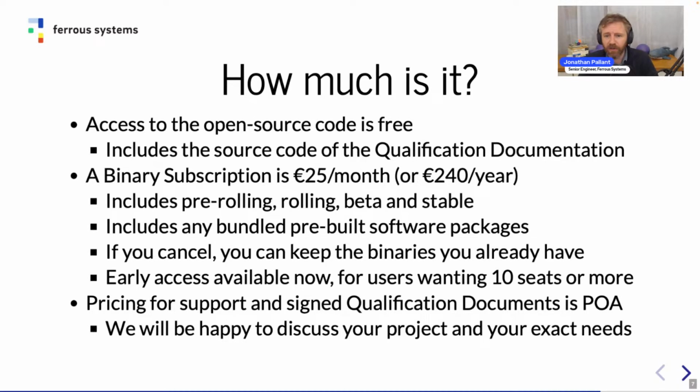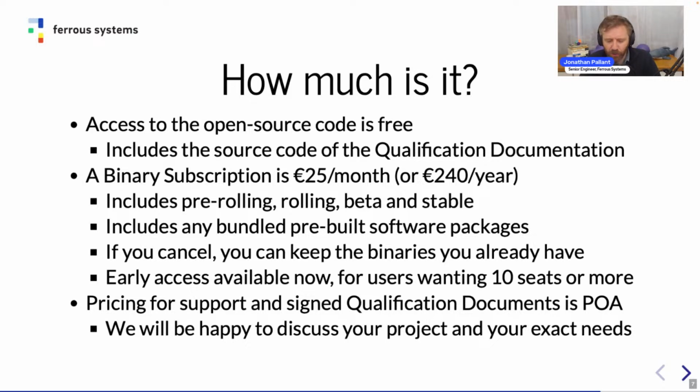The source code is free. You can get it from the GitHub. The binaries will cost you 25 euros per month or 240 euros per year per user. Some people say that's unusually inexpensive. Yes, it is. That's by design. We'd like you to just go, well, I'll just buy it for everyone on the team because why not? We priced it to be a no-brainer. And that gives you access to our repository where you can access all of the binary builds of pre-rolling, rolling, beta, stable, all of them, pre-compiled crates we have available. It all comes included.